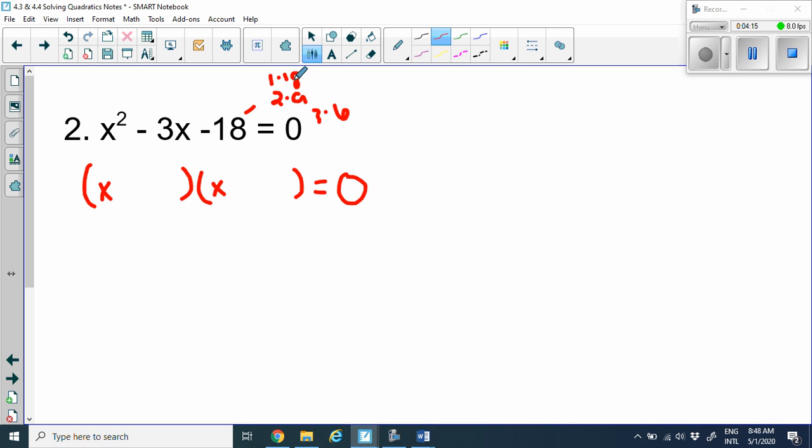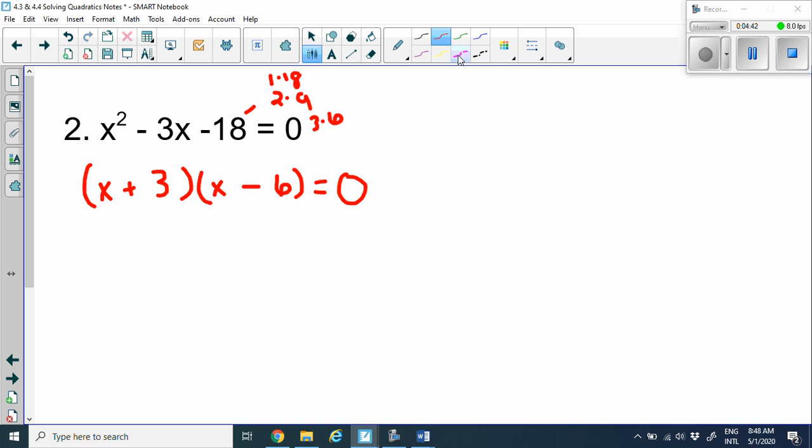So now we need to figure out which pair will add up to a negative 3x. Well, that's going to be our 3 and 6. There we go. So I have 3 and 6. Now notice I have a negative 3, so that means my larger number has to be negative, and then my smaller is going to be positive. So I know 3 minus 6 gives me negative 3.